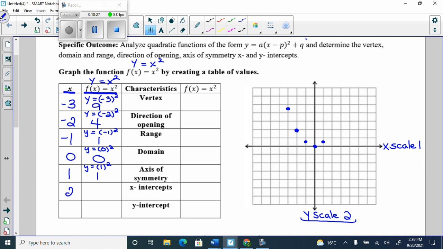So if I do 2, it's going to be y equals 2 squared instead of negative 2 squared, but still 4. And then I do 3, which is still 9. And then I connect them.